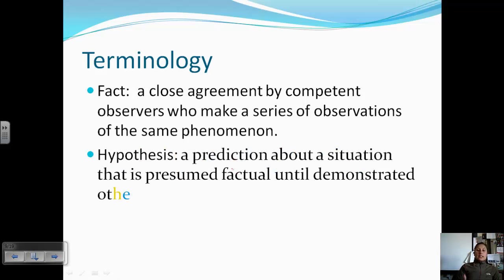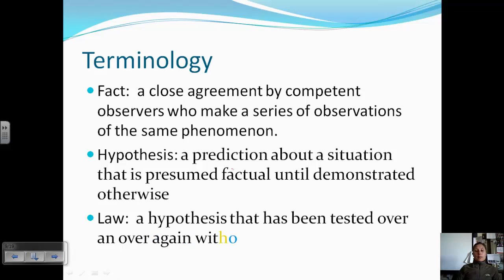A hypothesis is not a fact. A hypothesis is a prediction about a situation that is presumed factual until it's demonstrated otherwise. So we've made this series of observations about the same phenomenon. We make a prediction that it's going to follow that same pattern every time. We presume it to be factual until, for some reason, it is demonstrated to not be true through some experiment.